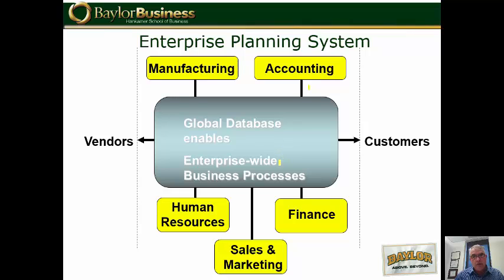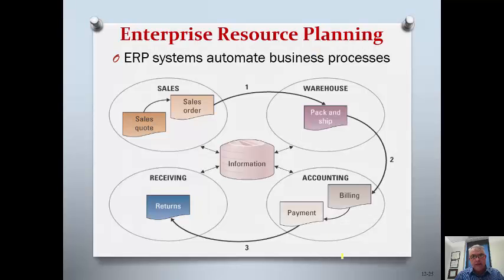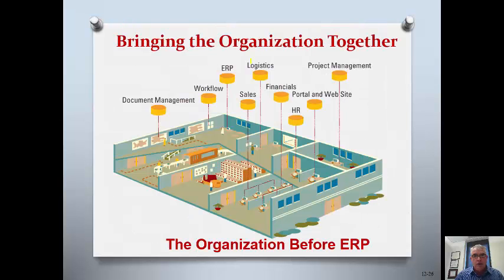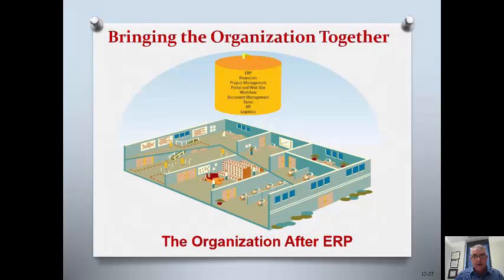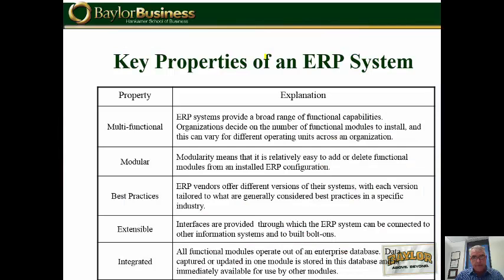So there are huge benefits to implementing an ERP system. As I mentioned, automating business processes is one huge benefit. And again, pictorially, from having an organization with fragmented data silos, it brings the organization together under one single enterprise database. So all operations can operate off the same data set, and so there are huge benefits to that.